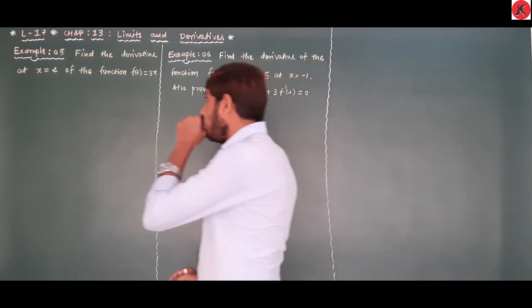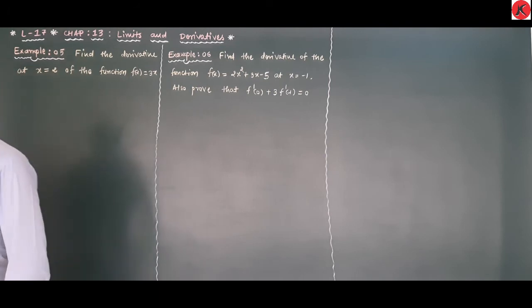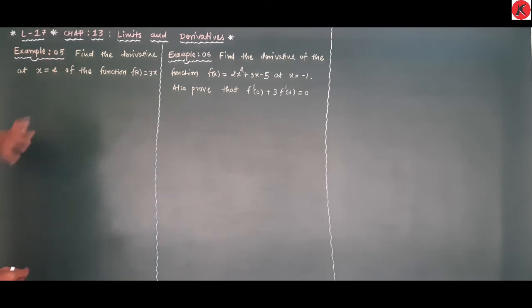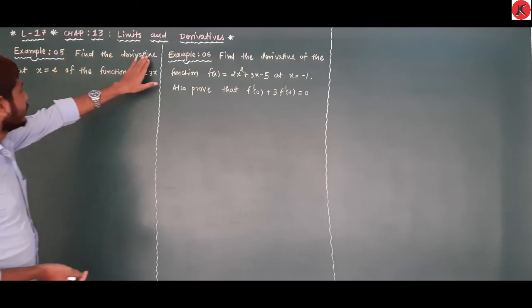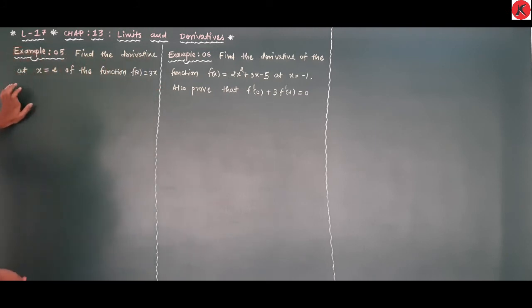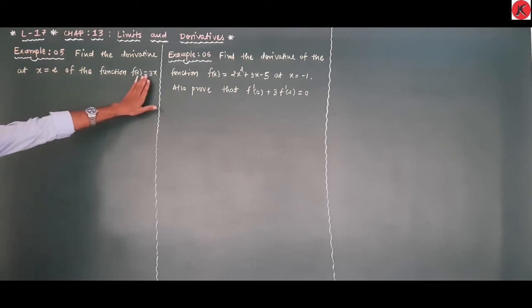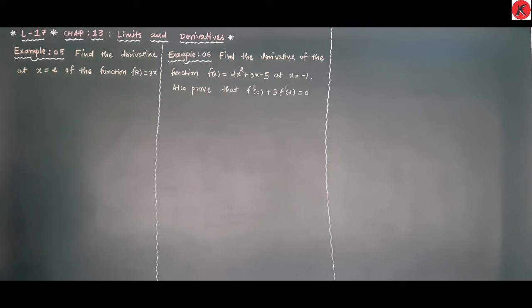See, the next example, number 5, is here. Find the derivative at x equals 2 of the function f of x equals 3x. We have to find f dash 2.